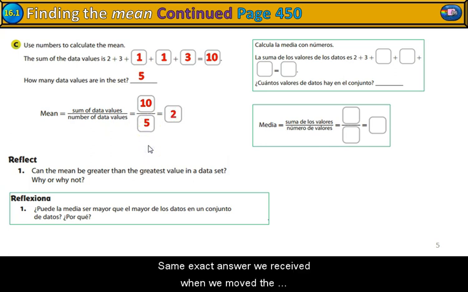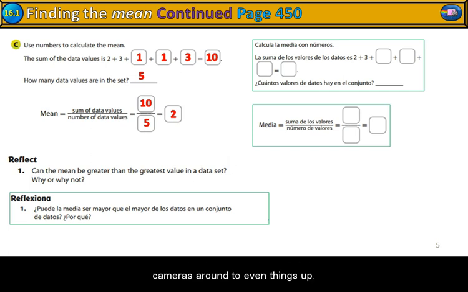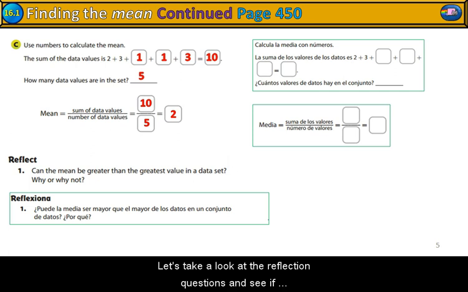The same exact answer we receive when we move the counters around to even things out. Let's take a look at the reflection questions and see if we can come up with something that is correct. Reflection question number 1. Can this mean be greater than the greatest value in the data set?